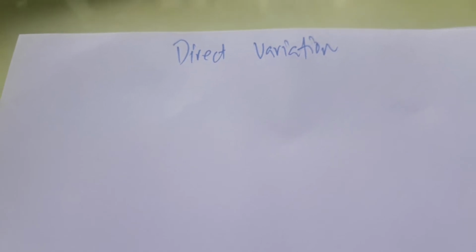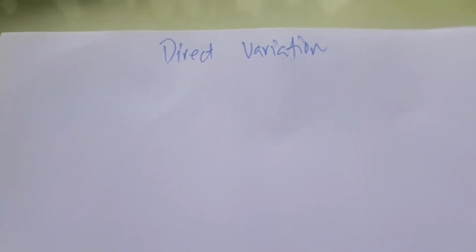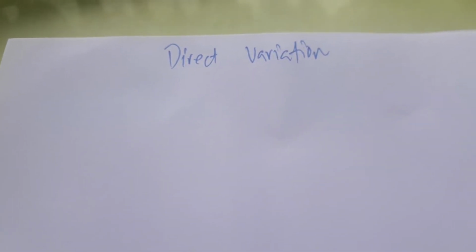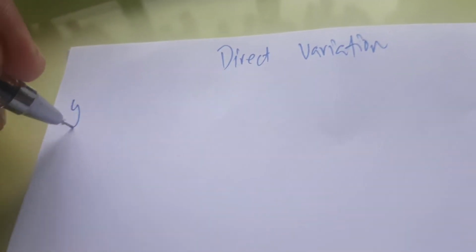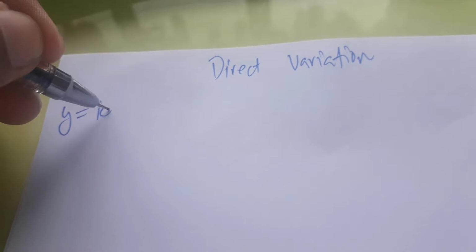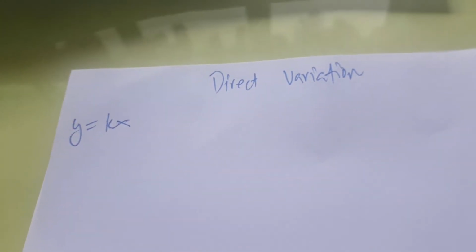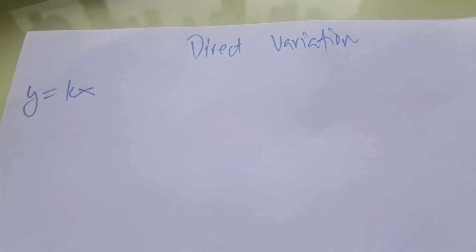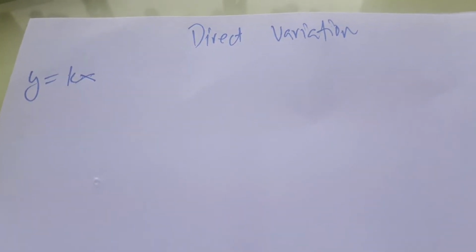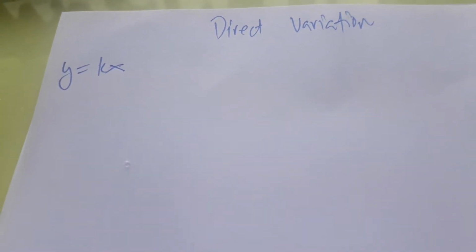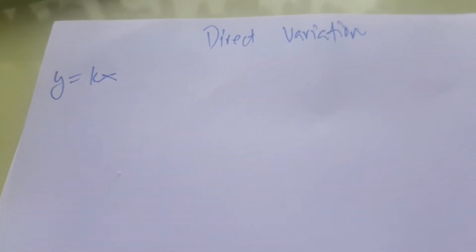Today I will be presenting to you another mathematical idea. For now, we have direct variation of the form y equals k times x. We know that variation is a mathematical statement between variables or quantities. For now, we have variables x and y.